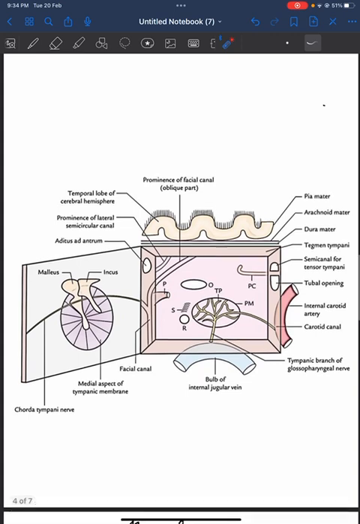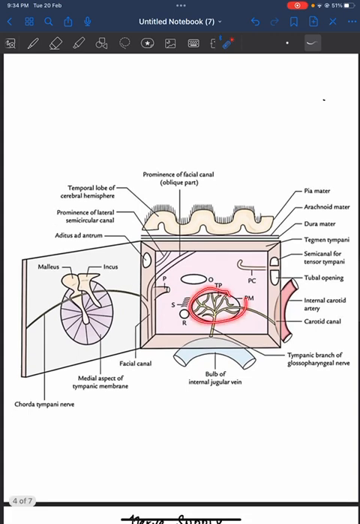Next, as we can see, there is a central region that is the promontory. What is promontory? Promontory means a prominence. In the medial wall of the middle ear we can see a prominence. You know that there is the cochlea, right? The cochlea takes 2.5 turns or so. This promontory is the impression of the first turn. Due to the first turn there is a prominence on the medial wall, known as the promontory.